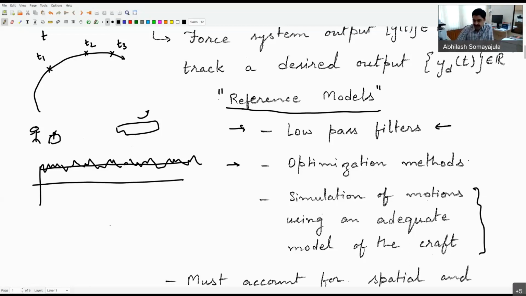The other method where you can find these reference models is through optimization methods. So sometimes you may say that it's not just a low pass filter that I want. I actually want to find a so-called optimal path. Or, let's say, I want to minimize my fuel or maximize my endurance. So things like these might come into the picture, which you want to include in your guidance system.